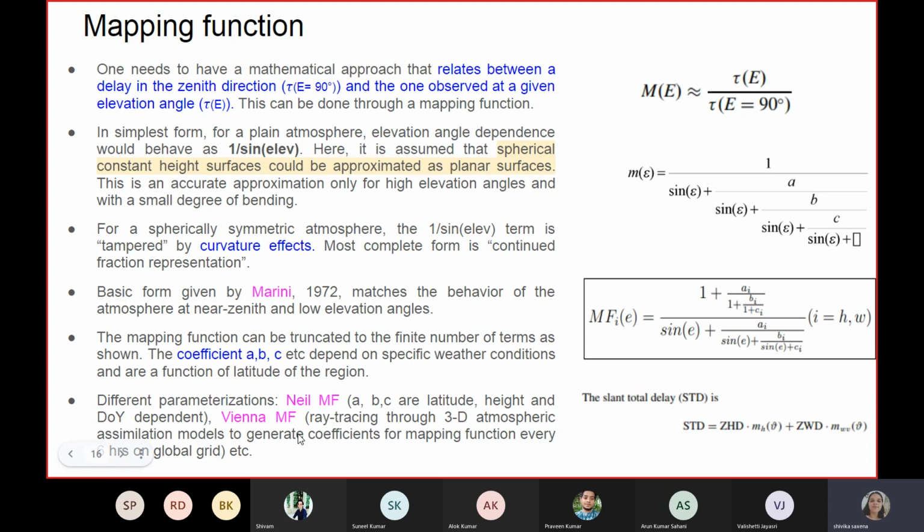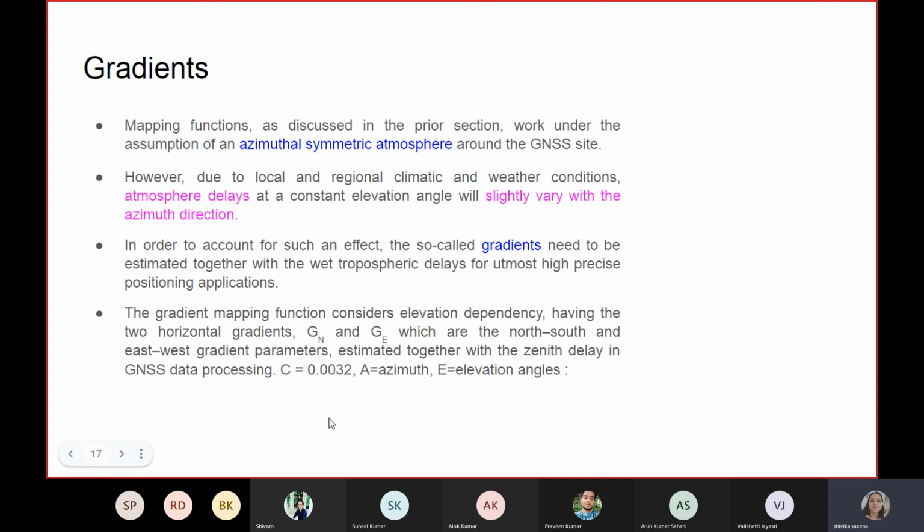While the Vienna mapping function is more accurate. It is computed regularly, so it gives a more real picture. It is computed by directly tracing the ray through the atmospheric model to generate the coefficients of the mapping function every 6 hours on the global grid. So you can see this mapping function is continuously updated every 6 hours. So this will give a better picture, but this is complex as against the Niell mapping function.